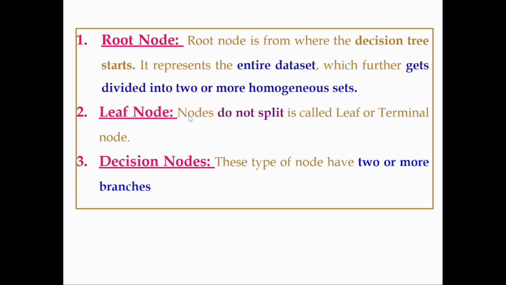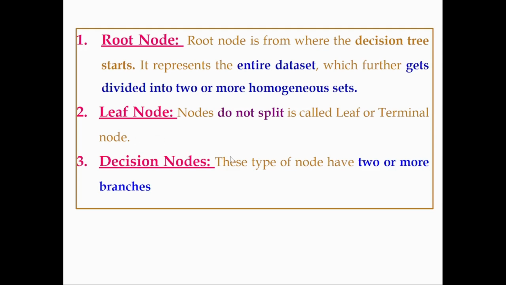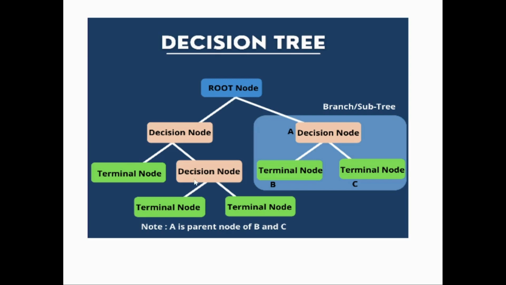And now leaf nodes. Nodes that do not split are called leaf or terminal nodes. Here the last, final nodes, we can say terminal nodes, are the leaf nodes. They will not split anymore. Decision nodes are the type of node that have two or more branches. Here we can see the decision node has two branches. We consider only two branches here. So these three are the decision nodes.